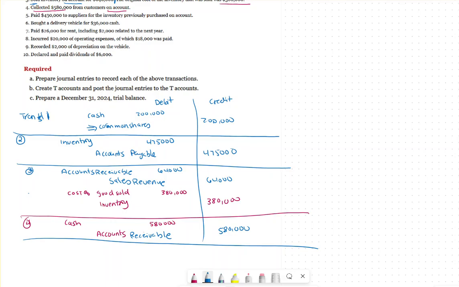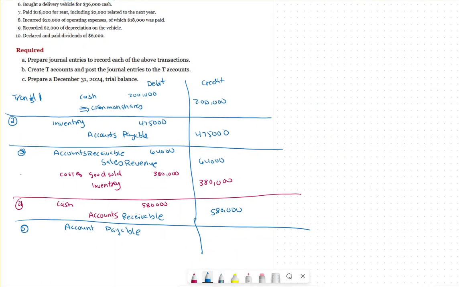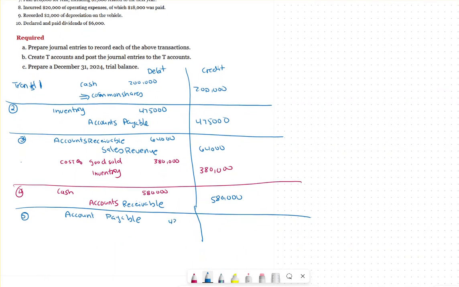Paid 430 of the supplies to the inventory that we purchased previously. All we're doing is we're making a payment for the account that we owe, and that debit will be my accounts payable and credit will be my cash, and the amount is 430,000. So it's a debit to accounts payable and then to your cash account, because it is a credit, and that will be your credit.